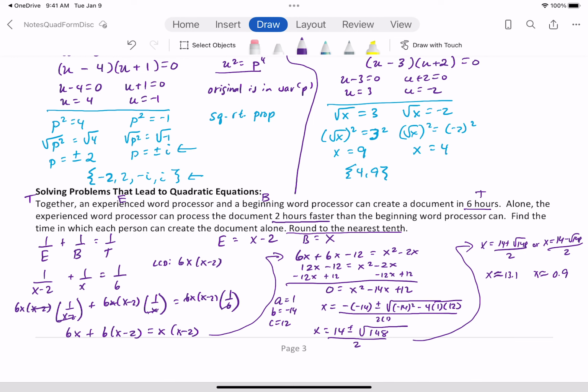Now both of these are actually positive, but if you're talking about 6 hours together, you can probably guess that it's not going to be the 0.9, but that it's going to be 13.1. And x was the beginner. So it would take the beginner 13.1 hours and it would take the experienced 13.1 minus 2, which is 11.1.